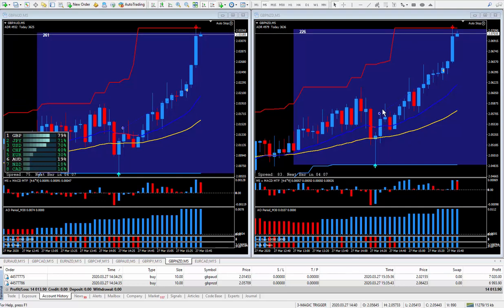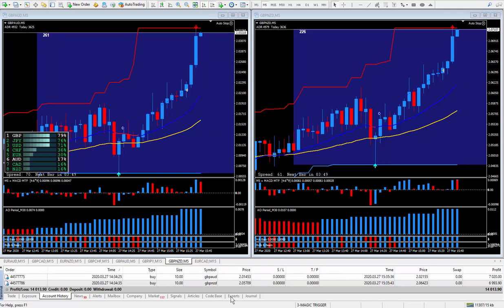A little bit of a mistake I made. I should have got in around the blue line here and around the gold line here, but not a big deal. I knew it was going to go up. Traders ask me, how do you know it's going to go up or down? Well, me personally, I don't know, but my trigger system does.